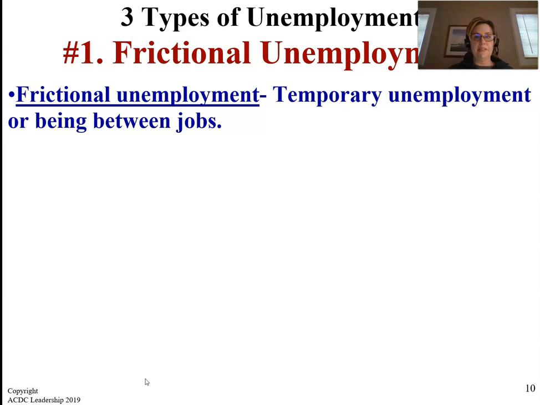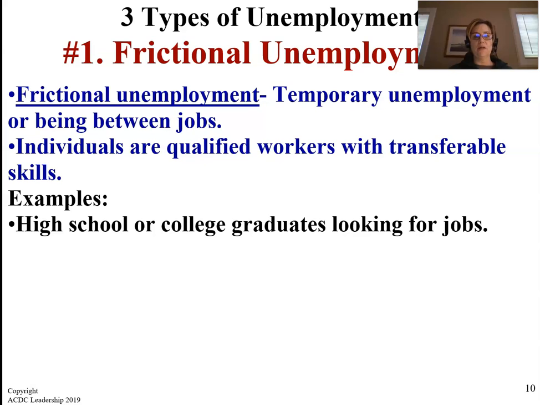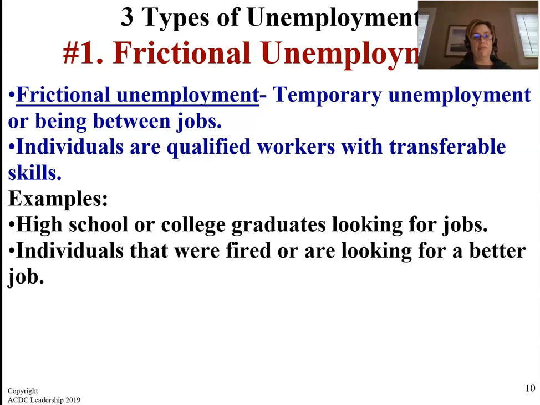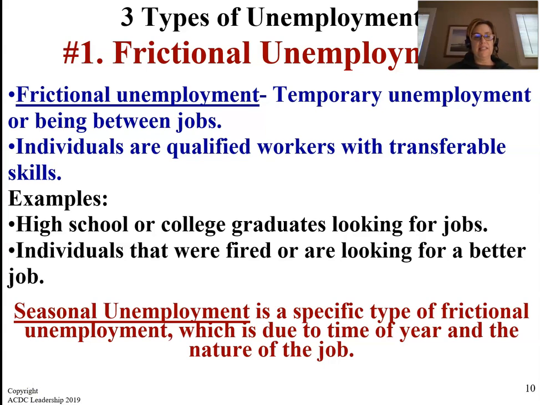There are 3 different types of unemployment. The first one we're going to talk about is frictional unemployment. Frictional refers to temporary unemployment or someone that's between their jobs. The individuals are qualified workers with transferable skills. So examples might be high school or college graduates that are looking for jobs, individuals that were fired or are looking for a better job, or seasonal unemployment. This is a specific type of frictional unemployment, which is due to the time of year and the nature of the job.